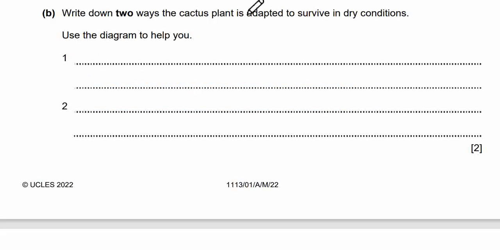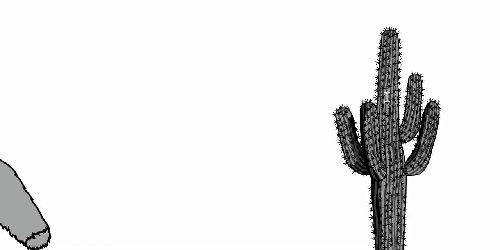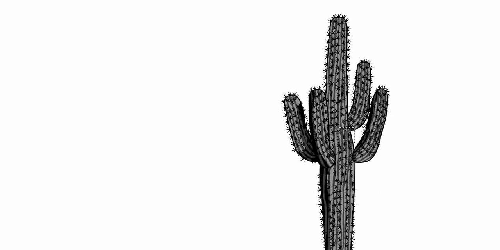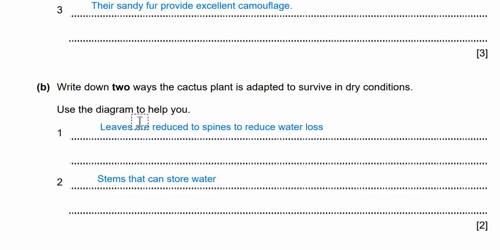Next, question B. Write down 2 ways the cactus plant is adapted to survive in dry conditions. Use the diagram to help you. You can see here from the cactus, the stem is swollen, so it can store water. And next, we see that leaves are reduced to spines, so it will reduce the loss of water or evaporation. So let's type down the answer. Okay, here we go. Leaves are reduced to spines to reduce water loss, and stems that can store water.